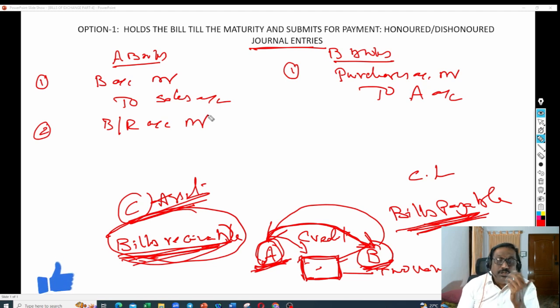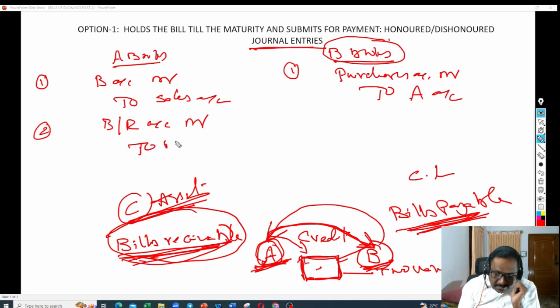Clear? Which account do I need to credit? Who accepted and gave that bill? Who is the acceptor of the bill? The acceptor of the bill is B. So I can say B account credit. Bills receivable account debit to B account. You can call it B, or you can call it drawee as well.